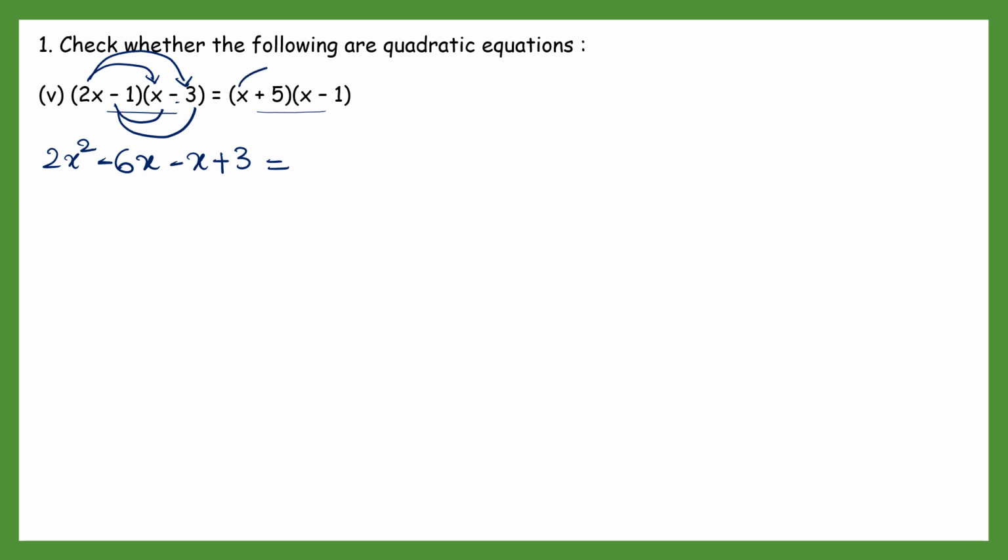Similarly here first multiply with x. x into x is x square. Next plus into minus, minus x into 1 is x. Next 5.